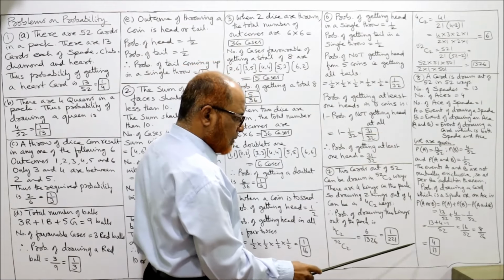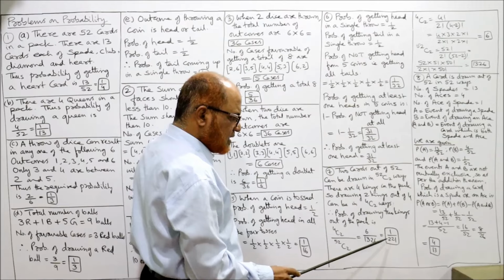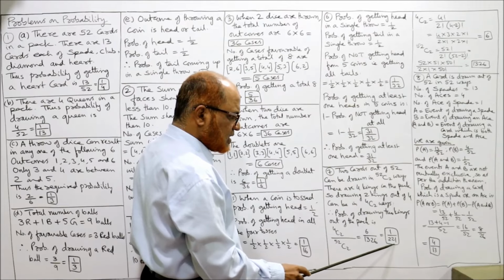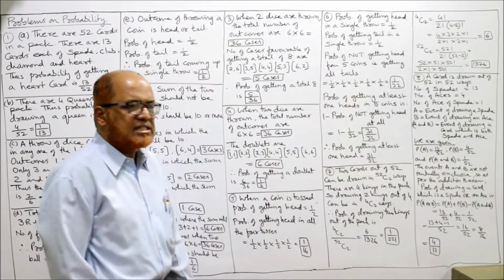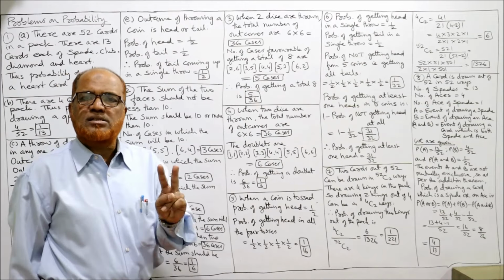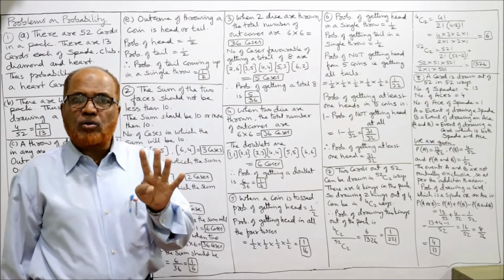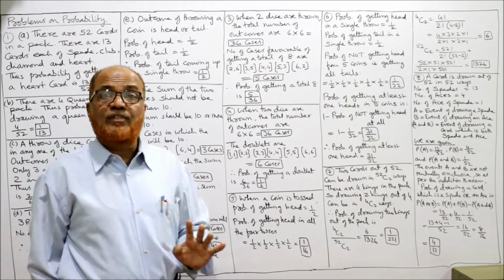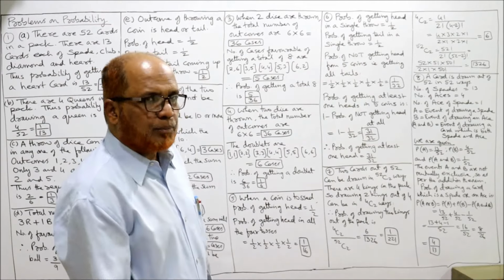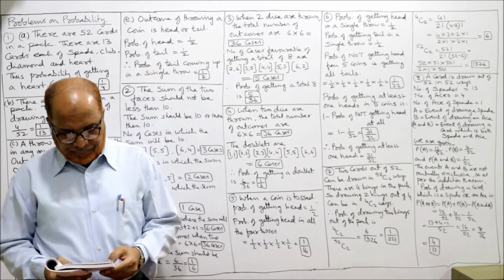ये 1326 आपको denominator में आ गया. 6 1s are 6, 6 2s are 12, 6 2s are 12, 6 1s are 6. 1 by 221 is the answer. Drawing 2 kings out of 4 kings from the total of 52 cards. ये हो गया 7th problem. Now see the 8th problem.